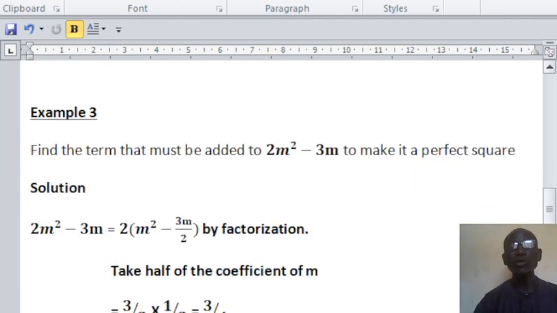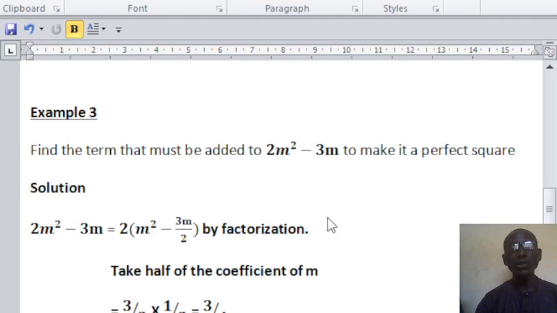We are asked to find the term that must be added to 2m squared minus 3m to make it a perfect square. In this case, you discover that it's not the same as in the other examples that we have dealt with. The first term here has a coefficient which is 2. So first of all, you factorize, you take out the common term. You have 2 outside, open your bracket and put your m squared there, minus 3m all over 2. Close your bracket, you have factorized.